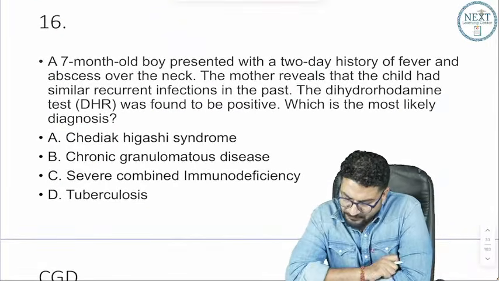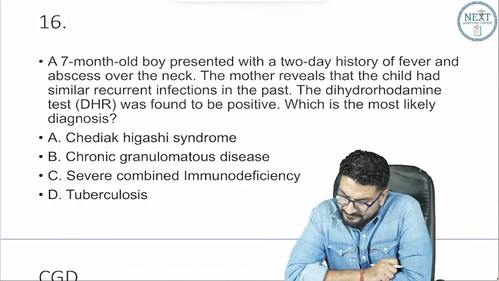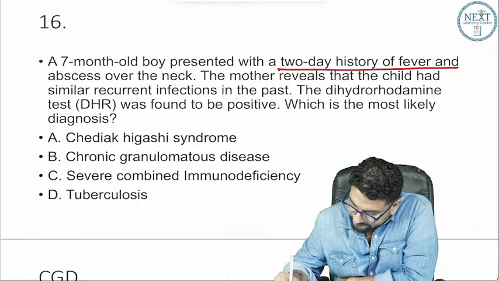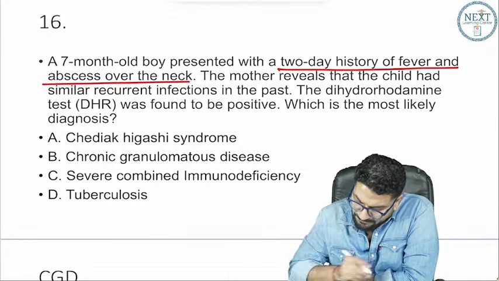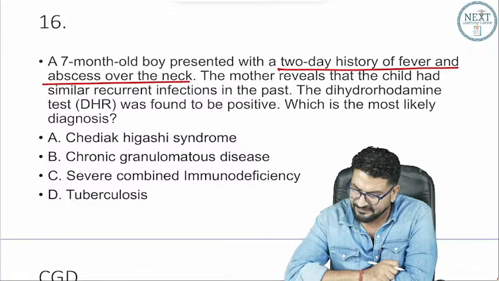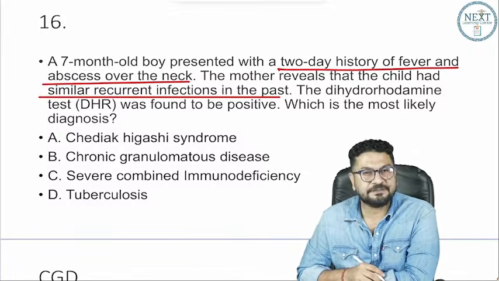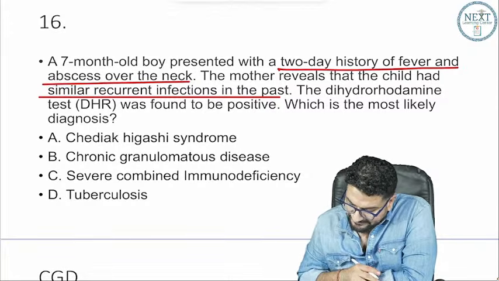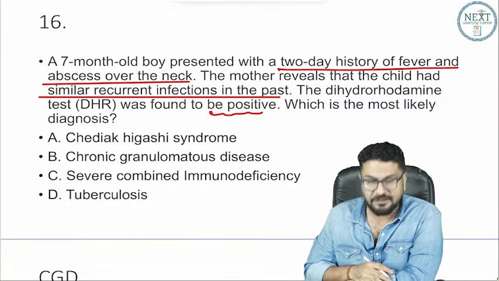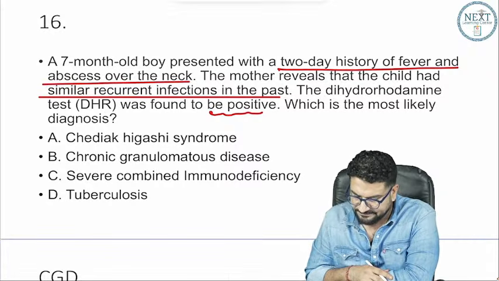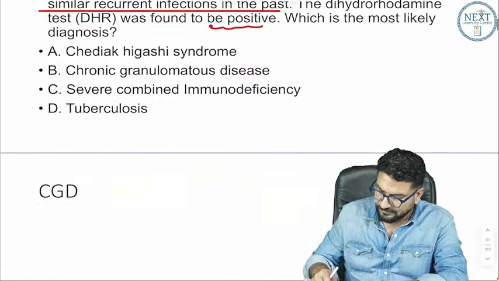A 7-month-old boy presented with 2-day history of fever and abscess over the neck. Mother revealed that the child had similar recurrent infections in the past. The DHR test, dihydrorhodamine test, is found to be positive. What is the diagnosis? What do you think? So this is called CGD.